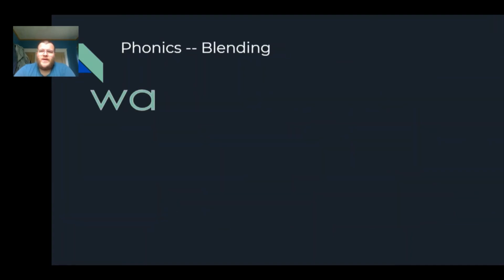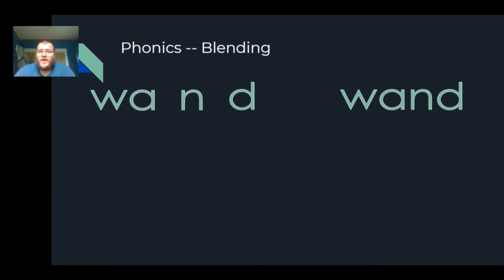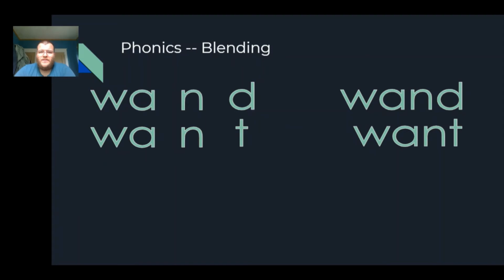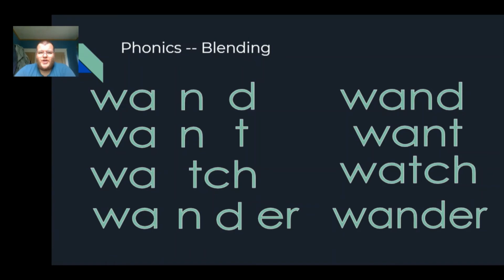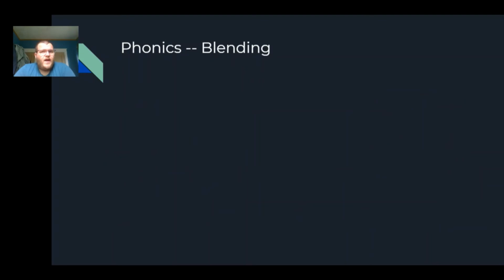In our first example, we're going to say wa, n, d. Then we blend it together. Wand. Let's try the next one. Wa, n, t. Want. Wa, ch. Watch. Wa, n, d, wander. Excellent job reading those with me. Now, let's take a look at some more. Now you give it a try on your own.